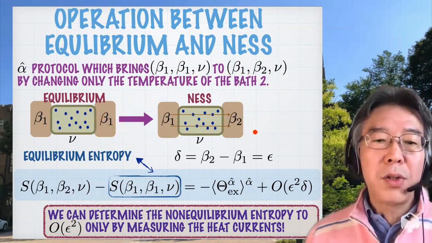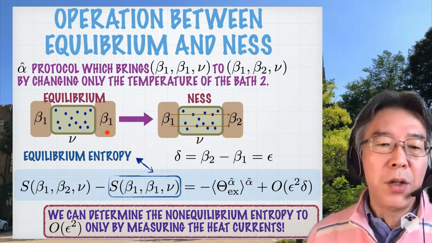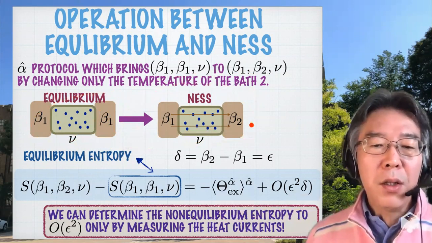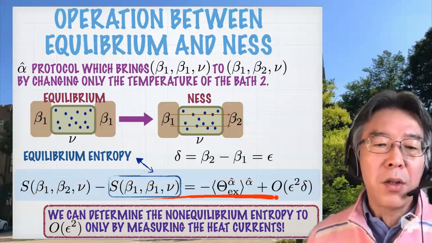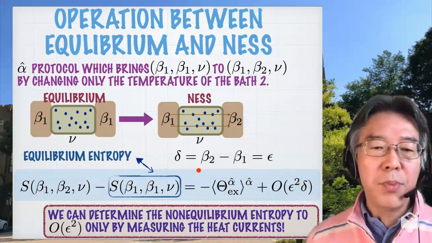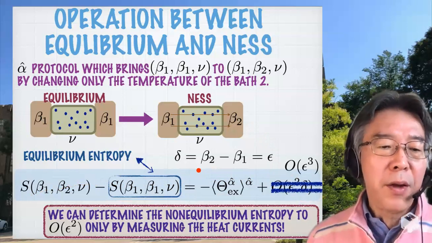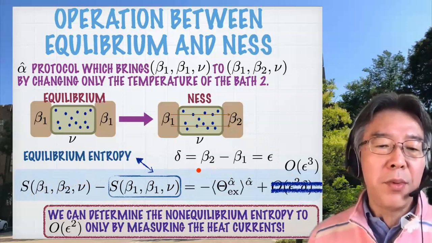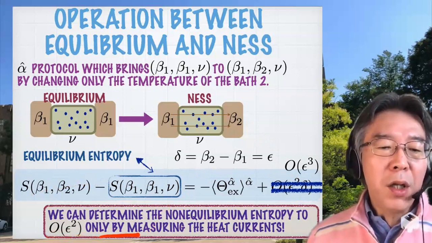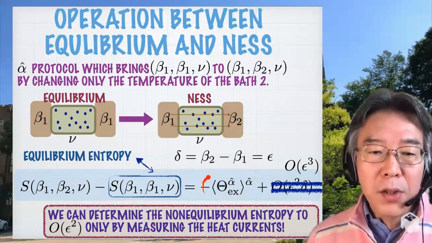And here I can use, and slowly, gently, okay? You change this temperature slowly, gently to beta 2. And then you start from equilibrium and you end up in NESS. And in this case, this is our extended Clausius relation. But in this case, delta, the change in parameter is basically epsilon. So this error term becomes order epsilon cubed. This means we can determine the non-equilibrium entropy with the precision epsilon squared only by measuring the heat current.